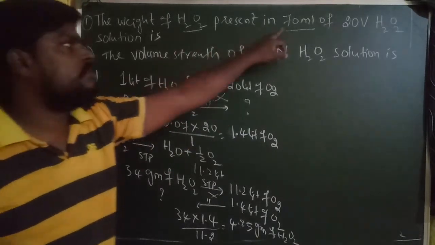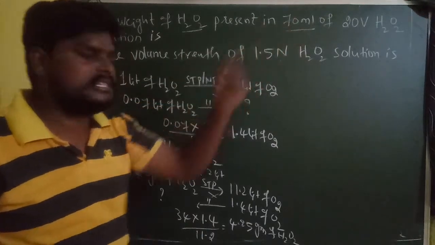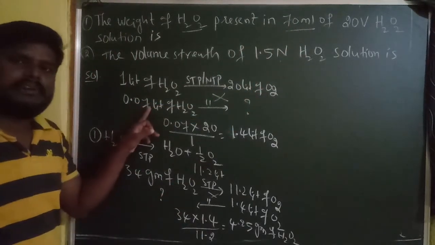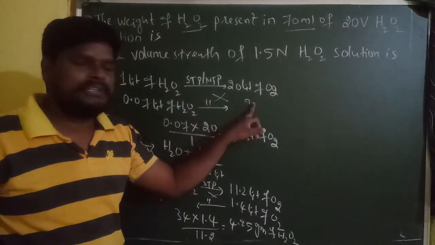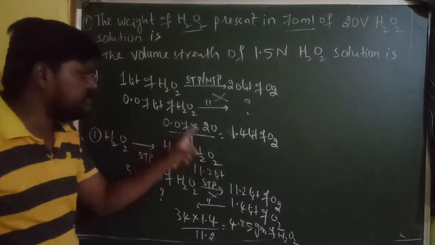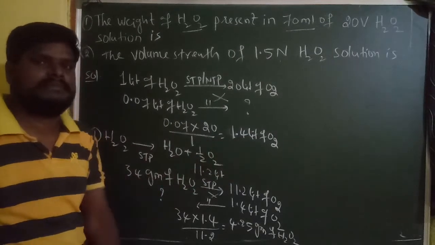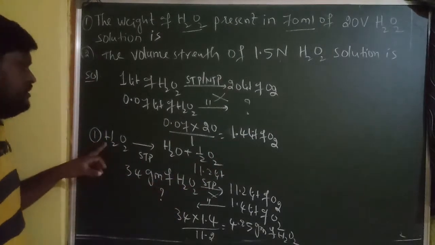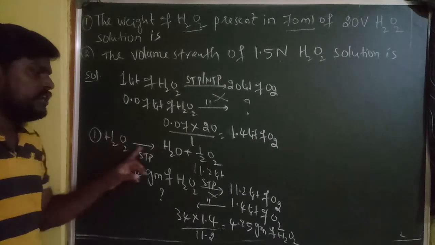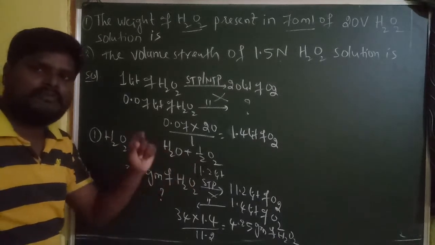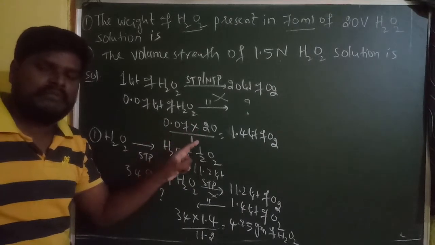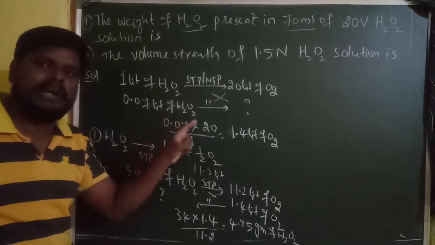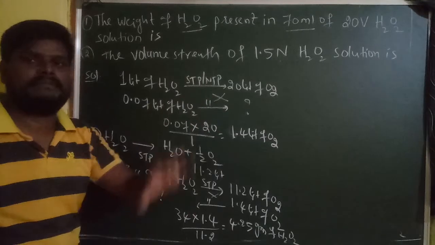Similarly, we have 70 ml of H2O2. Converting into liters, 0.07 liters of H2O2 at STP or NTP produces how many liters of oxygen? Cross multiplication, you will get 1.4 liters of oxygen. According to the H2O2 decomposition equation, H2O2 decomposes into H2O plus half a mole of oxygen. I told you already, 1 mole of any gas at STP occupies 22.4 liters.